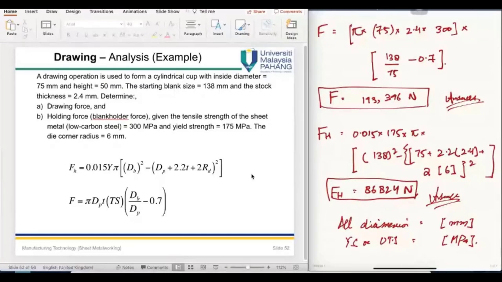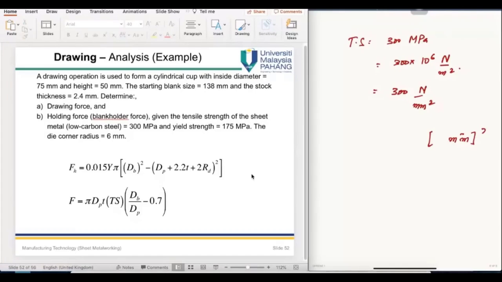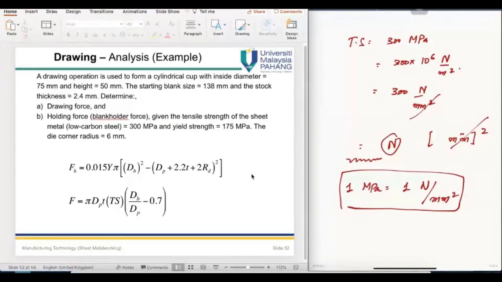Let's say I have my tensile strength equal to 300 megapascal. Megapascal means this is 300 into 10 to the power 6 newton per meter square, right? But we can also write this as 300 newton per millimeter square. Because all of our calculations are in millimeter, they are also squared, so they will cancel out in the end, and we are left with newton force. So megapascal is equal to newton per millimeter square. 1 megapascal is equal to 1 newton per millimeter square. That is why it will cancel out. You can also convert, but it will be a very long process, so better leave it like this.